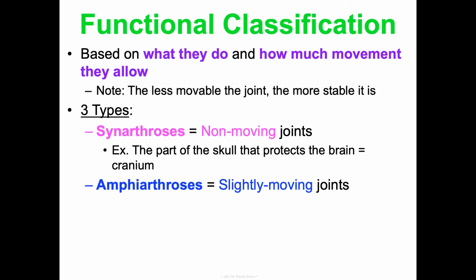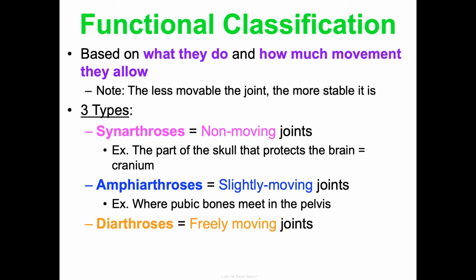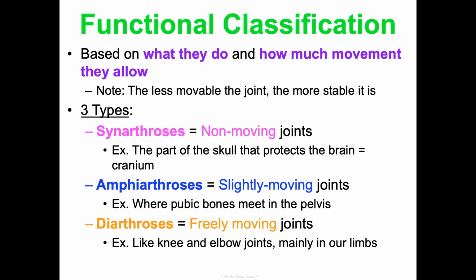Amphiarthroses, or amphiarthrosis for singular, are slightly moving joints. So this is where your pubic bones meet in your pelvis. They can move just a little bit. And then there are the diarthroses, or diarthrosis for singular. And these are your freely moving joints. These are the least stable, but they provide the most movement. So these would be like the joints in your knee or your elbow, mainly your limb joints, because those are the ones that need to be moving the most freely.